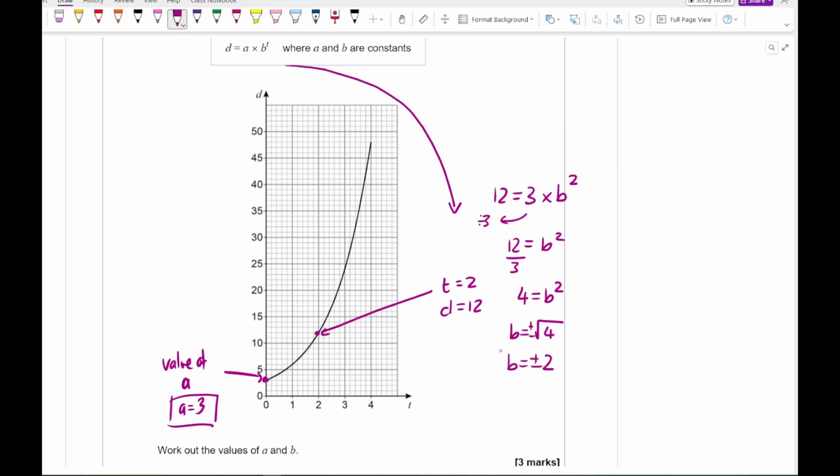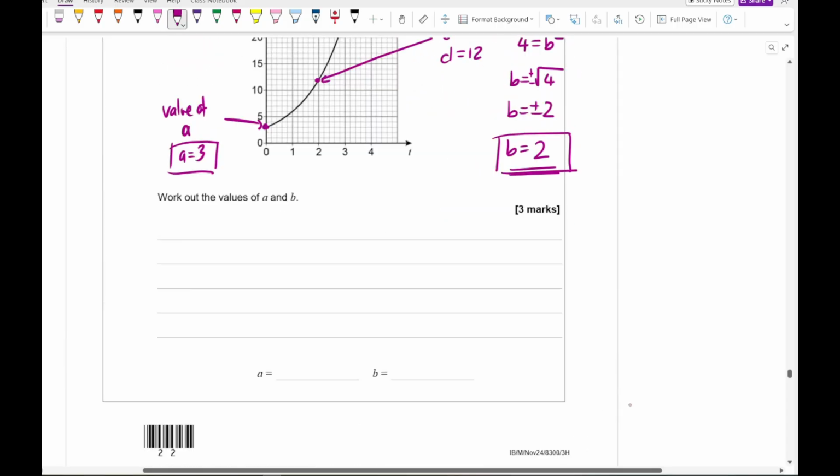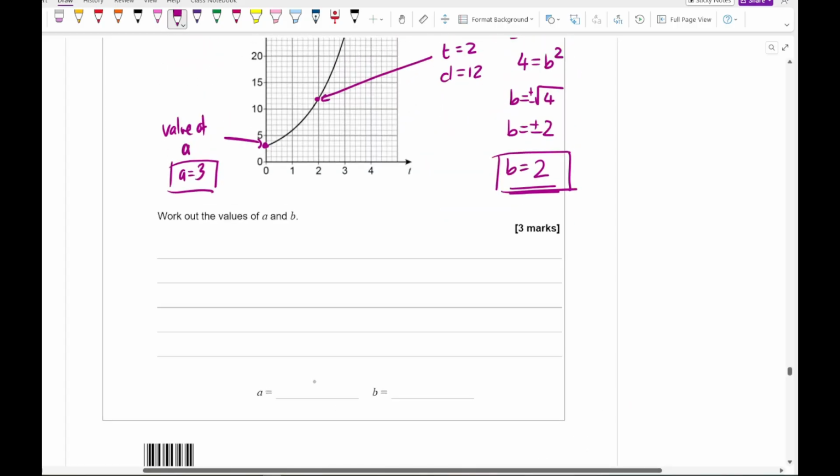Now for this particular question, because we've got an increasing term, b must be positive. So b equals 2. And there we go. But it's still important for us to write that b could equal a negative number. So here we're just writing that a equals 3 and b equals 2.